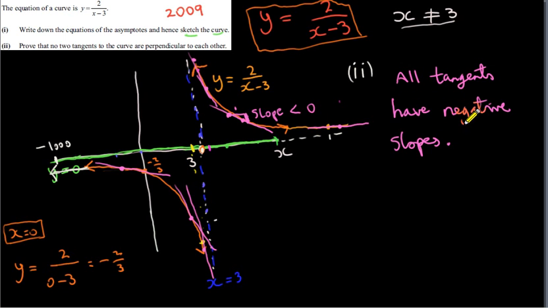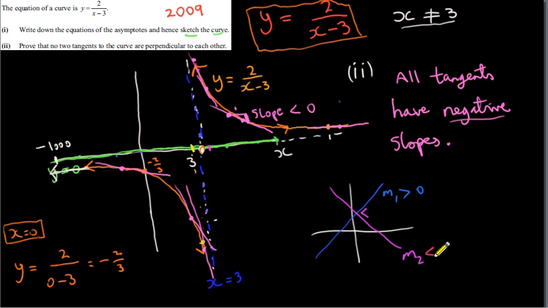Now, since all the tangents, all the slopes have the same sign, they're all negative, that means that no two of them can be perpendicular. Because a condition for two lines to be perpendicular is that one slope is positive and the other slope is negative. So, for example, suppose we take these two perpendicular lines. The blue line has a positive slope. We'll call it M1. But our other line, which we'll say has slope M2, is negative. That's a fact for perpendicular lines.